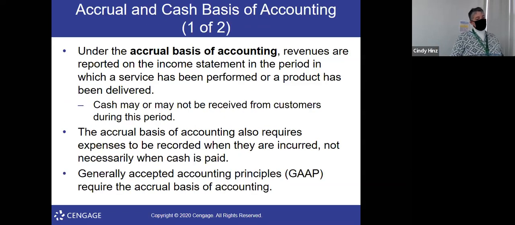So we'll start out with talking about why we have to do this in the first place. The reason that we need to do adjustments is very simple, because GAAP, Generally Accepted Accounting Principles, require, it's right down there at the very bottom of this slide, that you use a process known as accrual accounting. Accrual accounting is contrasted with cash basis accounting.